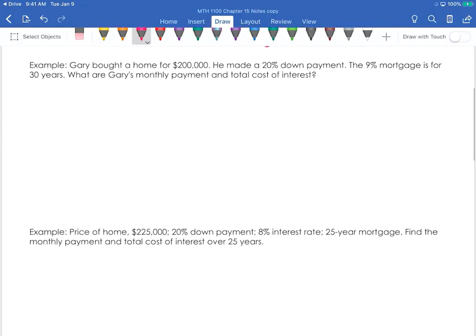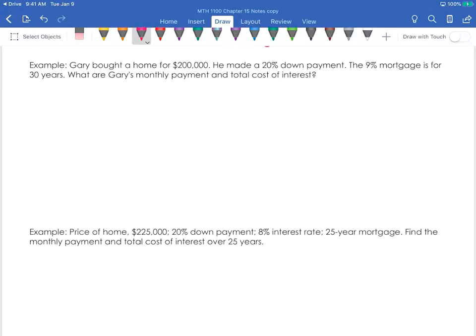Okay, in this next example, we're going to talk about how to find monthly payment and how to find the total cost of interest. Now, there's a difference between the total cost of interest and the interest for just 1 month. When they say the total cost of interest, that means over the entire term of the loan. So how much extra did you pay other than the amount of the loan? Whatever is over the amount of the loan that you ended up paying will be the total cost of interest over that time frame.